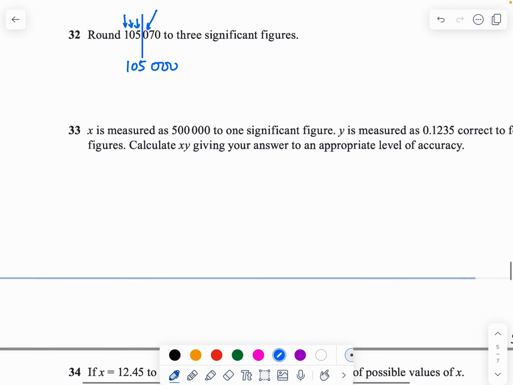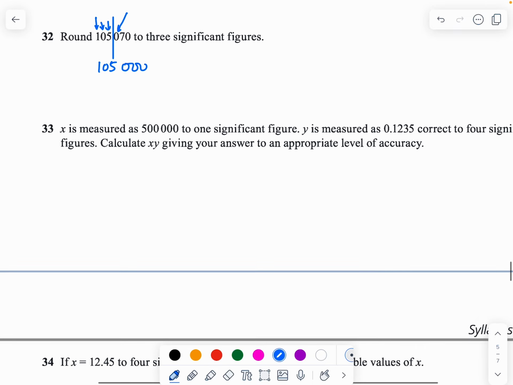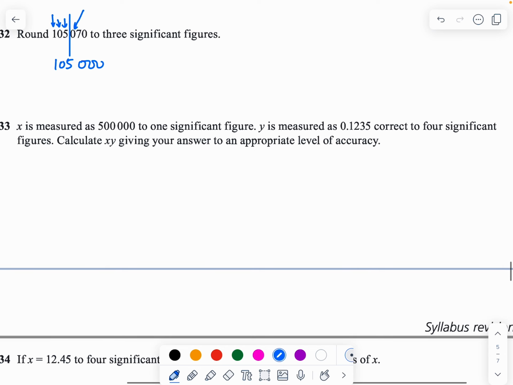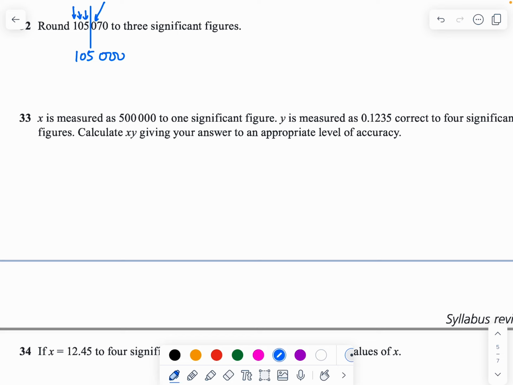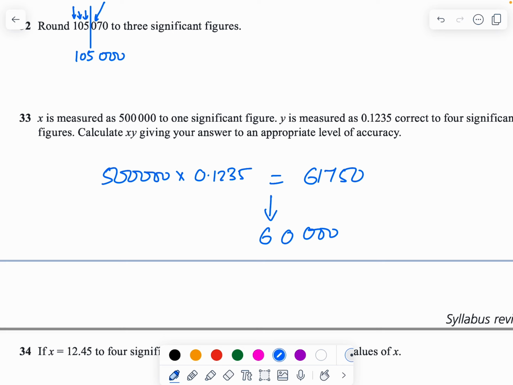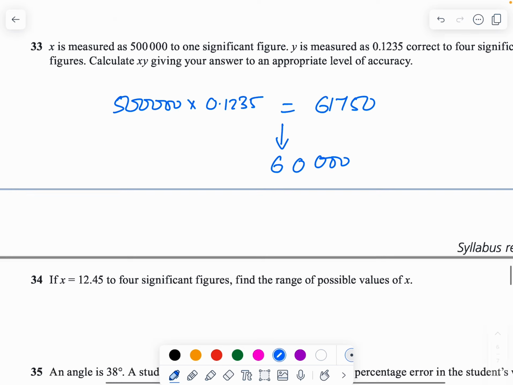X is measured as 500,000 to 1 significant figure. Y is measured as 0.2135 correct to 4 significant figures. Calculate the value of xy to an appropriate level of accuracy. So 500,000 times 0.2135 will give me 106750. However, it is not appropriate to quote an answer to more than the least accurate original figure. So it should be written as 100,000. This should be the answer.